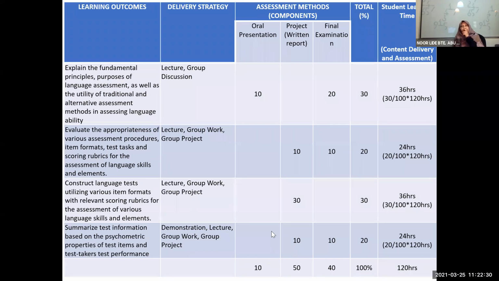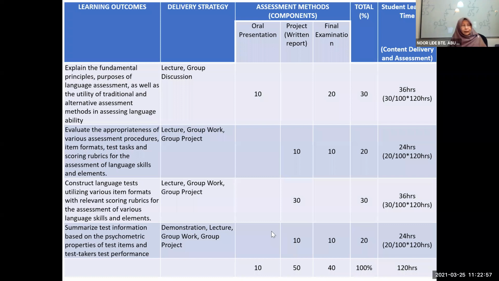So I have to build a scoring rubric for my oral presentation. What am I going to assess? I have to tag it with the learning outcome. And why did I select oral presentation? Because if you just look at the learning outcome, explain can be written. It doesn't have to be an oral presentation.